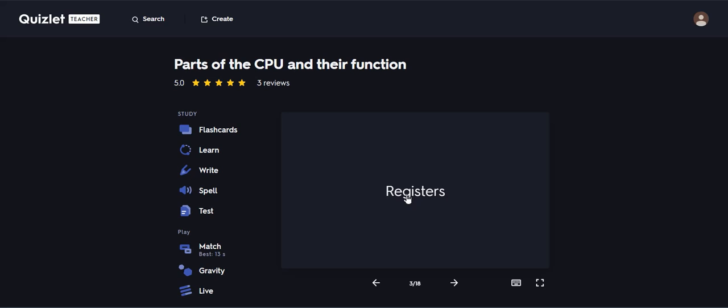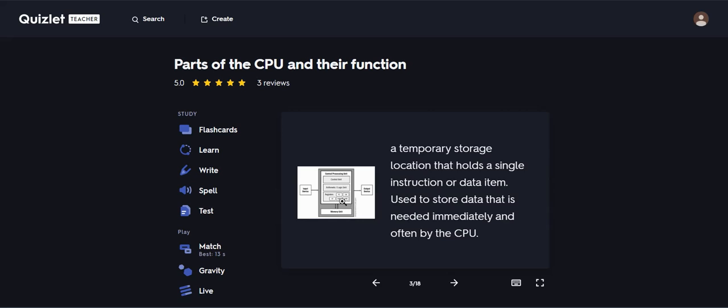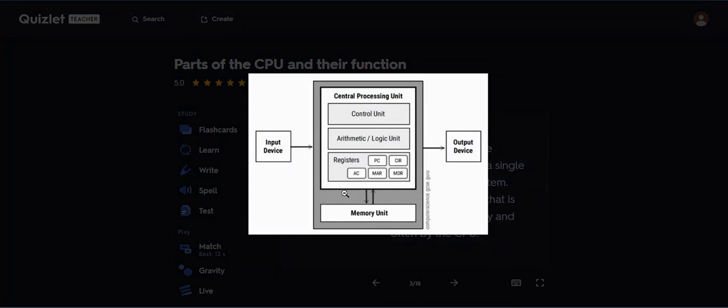So a third thing that is equally important inside of the CPU is what we call registers. And registers are there because the CPU needs to have storage while processing is taking place. Temporary storage, quick temporary storage. So the register is a temporary storage location that holds a single instruction or data item. It is used to store data that is needed immediately and often by the CPU.